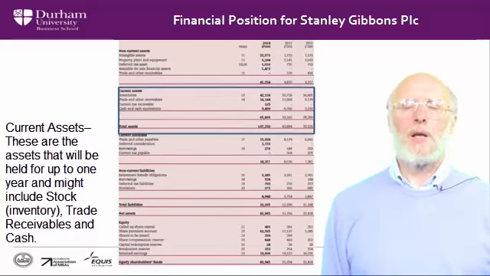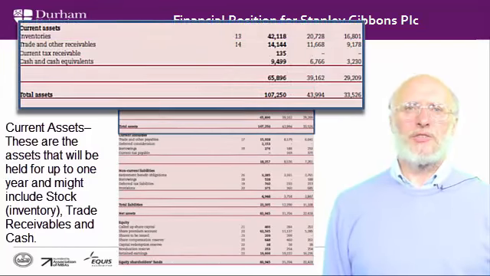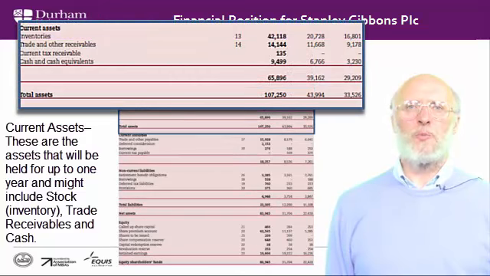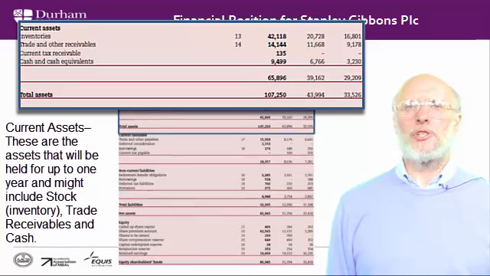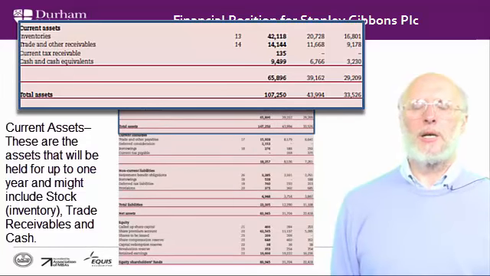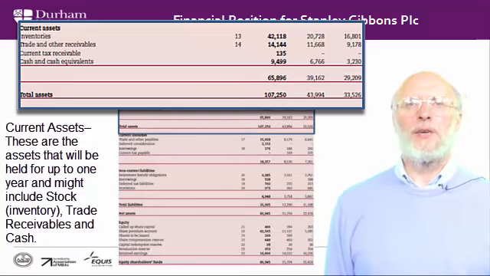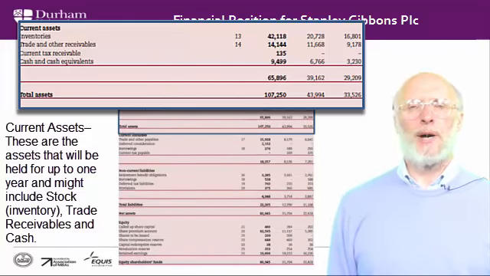assets. We've got the current assets next, and for most companies they've got some inventory, some stock. They've got some people who owe them money, trade debtors or trade receivables. They've got some cash or bank, and these tend to be the main items that people have in the current assets part of their accounts.